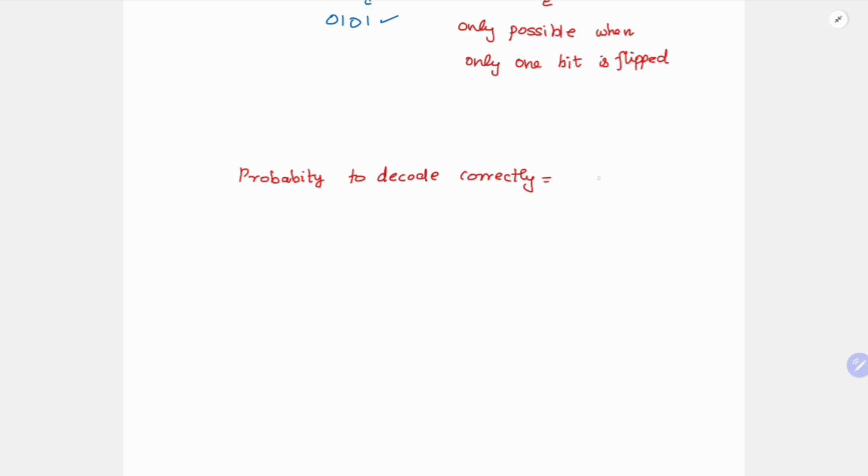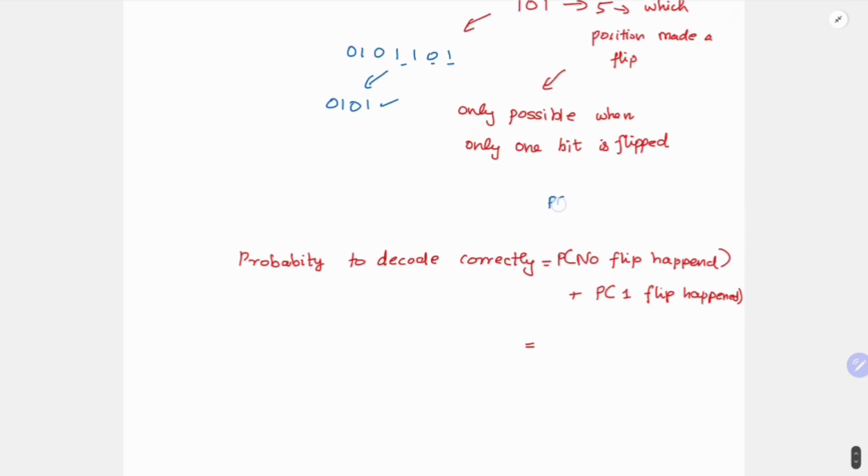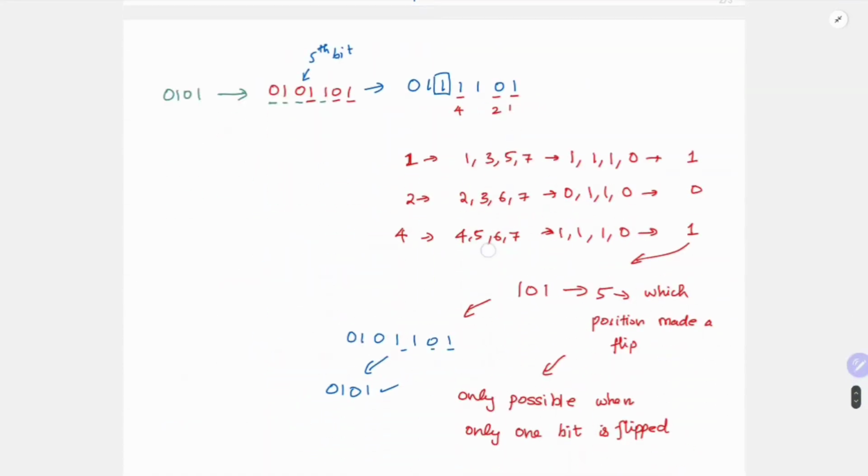So it has two things, right? The probability that no flip happened, plus the probability that a single flip happened. Because only if at most one bit is flipped, we can correct it and get the actual code without any error. So these two probabilities we need to find. What is the probability that no flip happened? The probability of a flip is epsilon, right?